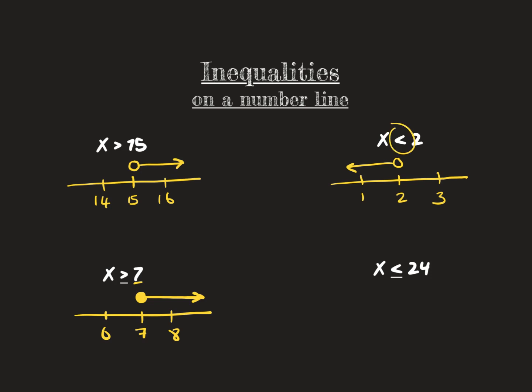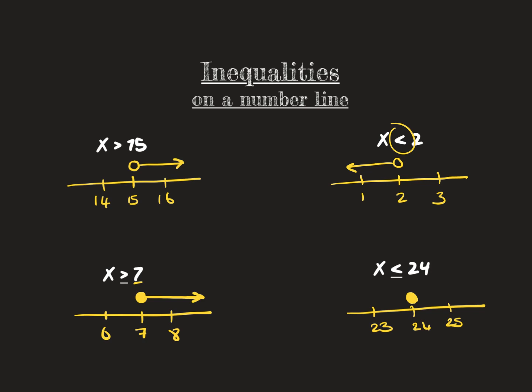On our last one then, so draw out our line, put on the numbers 23, 24 and 25. So we're keeping our 24 in the middle. Because the inequality says x is less than or equal to 24, we're going to put our dot above 24. And because it's less than or equal to, then we colour in the dot.